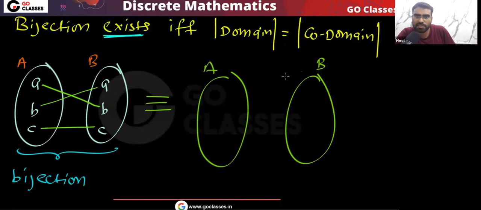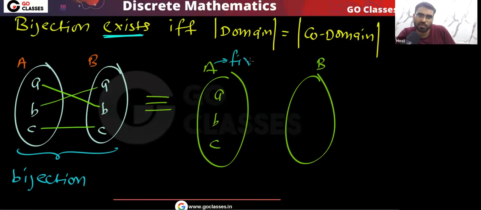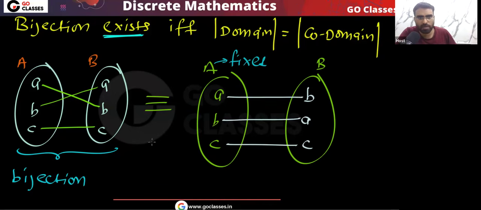This is A, this is B. All I have to do is just fix this ABC. The domain you fix. Okay, just fix this. Now, this ABC you can put like this, and that's it. Are they same or not? Yes, they are same. Domain same, codomain same, mapping same.